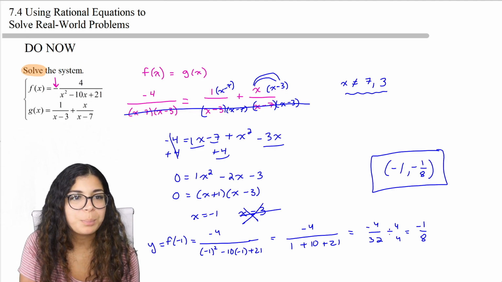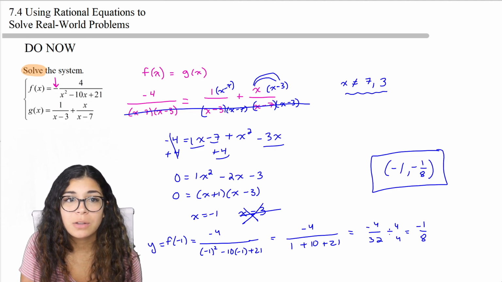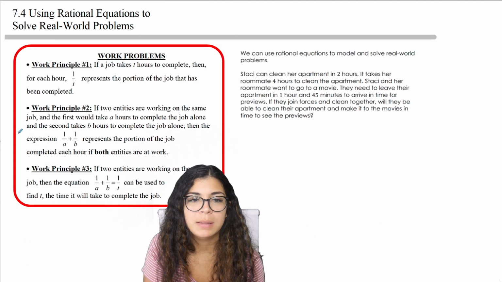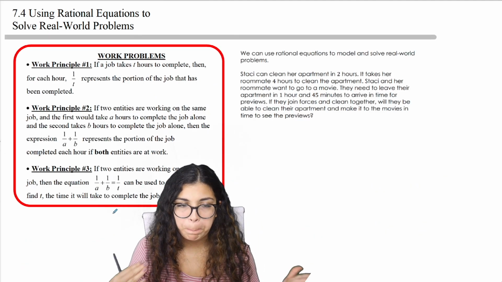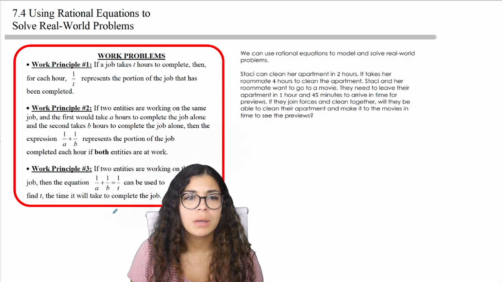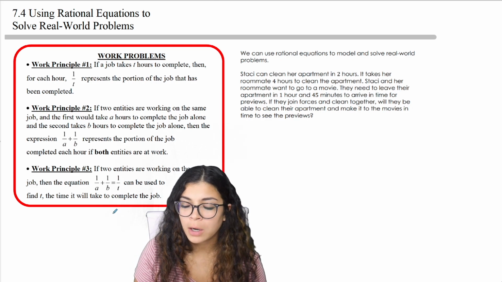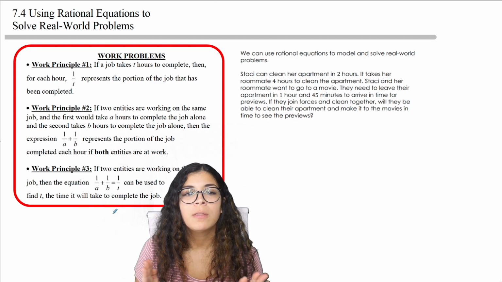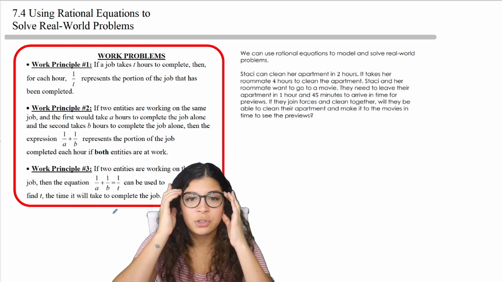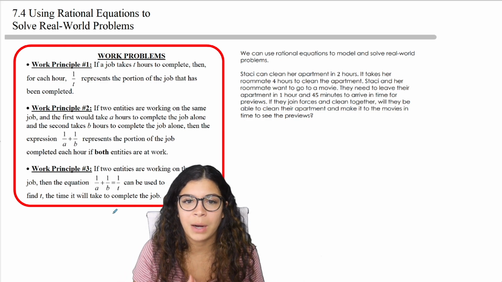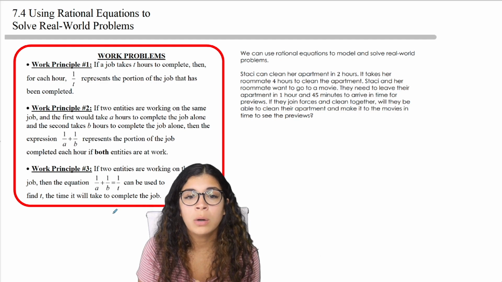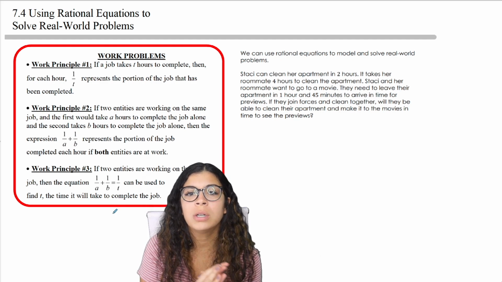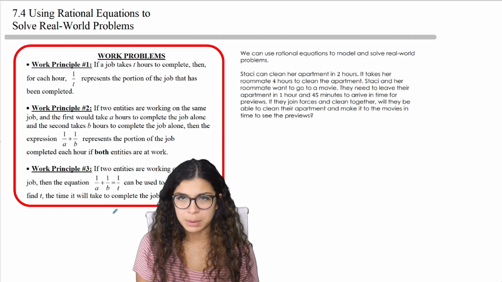Okay, let's move on and let's take a look at some of the problems in this actual topic. So with these work problems, there are 3 work principles that we want to cover. Okay, the first work principle is if a job takes t amount of hours to complete, right? Then for each hour, 1 over t would represent the portion of the job that has been completed.